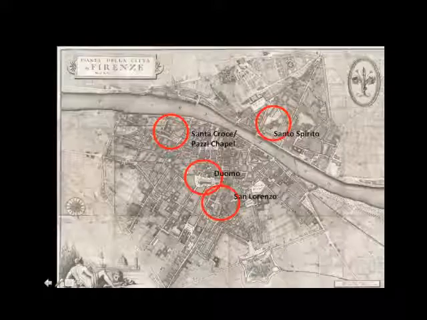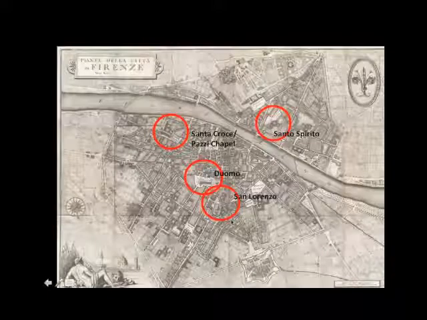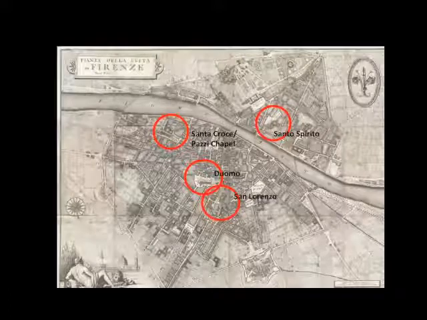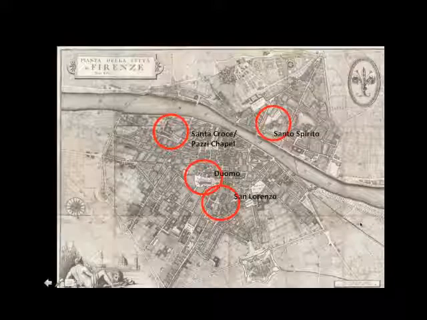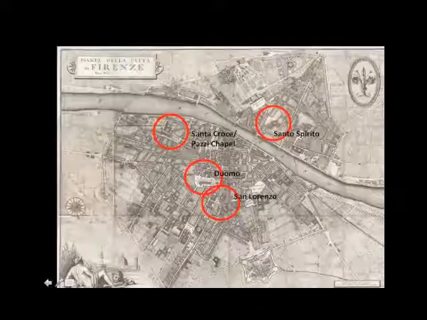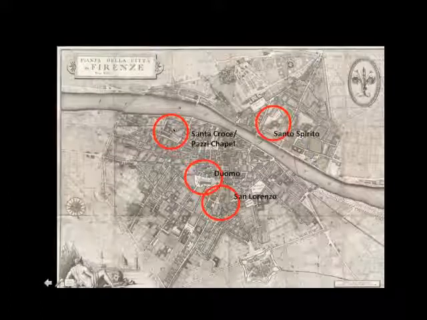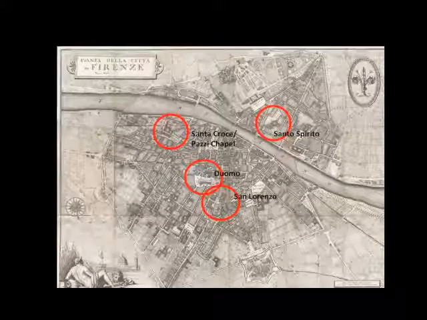We've already looked at the Duomo. Here's San Lorenzo, which is a church that he did early in his career. Here's Santo Spirito across the Arno River, which he did a bit later. And here is another Arnolfo di Cambio church, Santa Croce, but a little chapel is tucked away in a courtyard there, and that is the Pazzi Chapel.